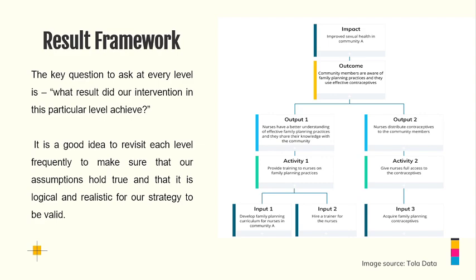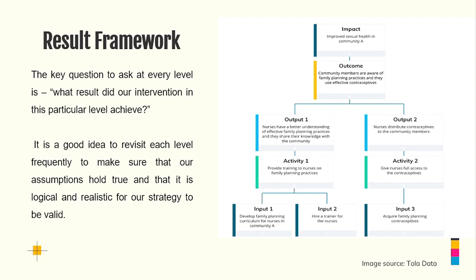The first input is they developed a family planning curriculum for nurses in that community. Then they hired a trainer to train those nurses. Then what activity did they do? The first activity that they did was they provided training to nurses on family planning. Activity number 2 is that they gave nurses full access to contraceptives, right?